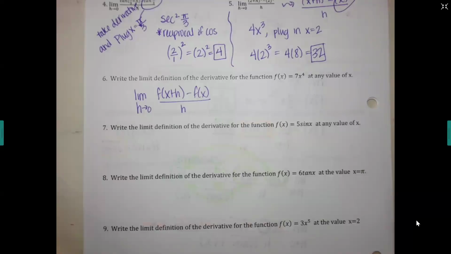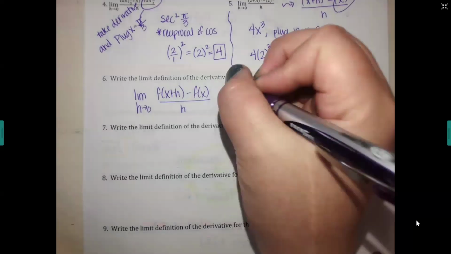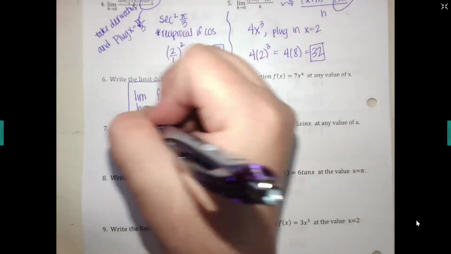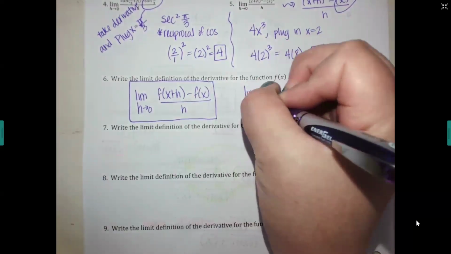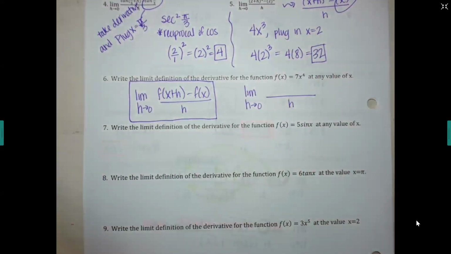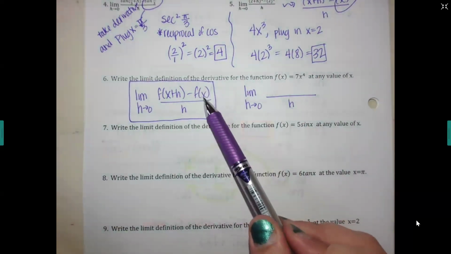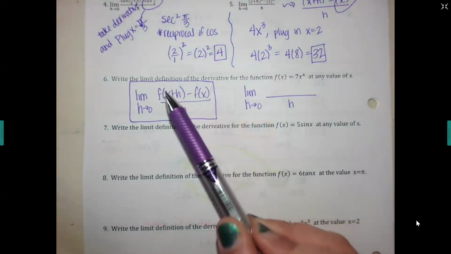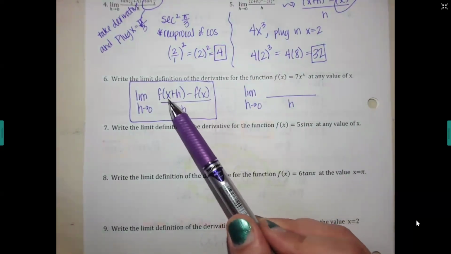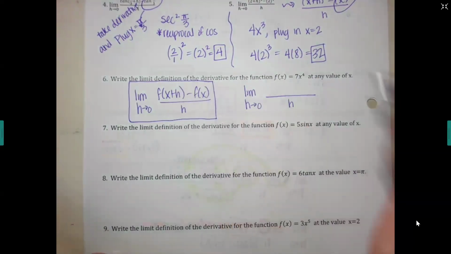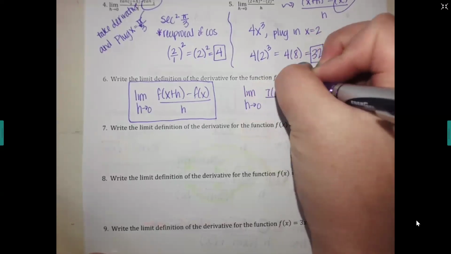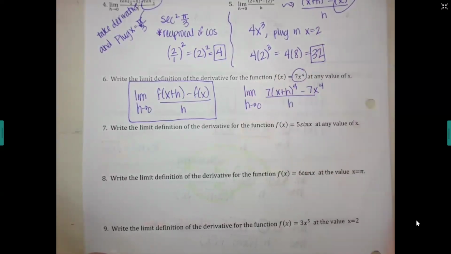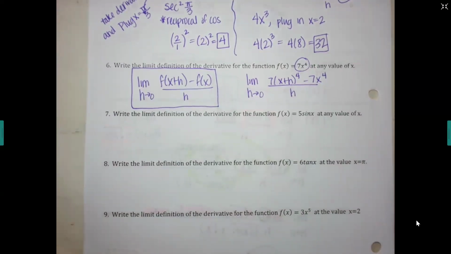The parts of that that never change are the limit as h approaches 0 and the h on the bottom. So this is just generic, not for this question specifically. I would put limit, h approaches 0, over h. That never changes. But then for the top, my original f of x goes behind the minus, and the one that I put before the minus needs to have the little h buddy, right? So if my equation is 7x to the 4, it'd be 7 times (x plus h) to the 4 minus 7x to the 4.